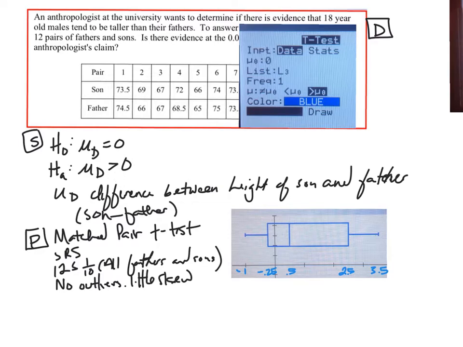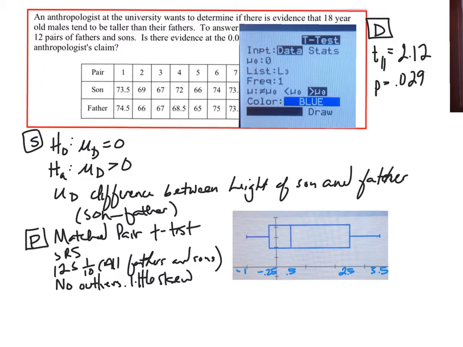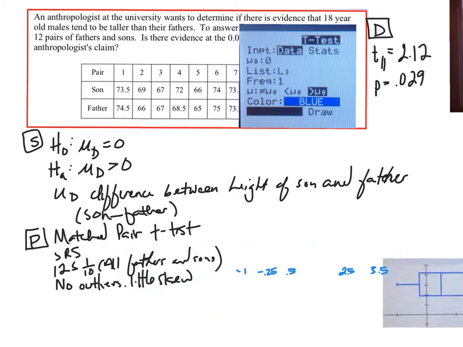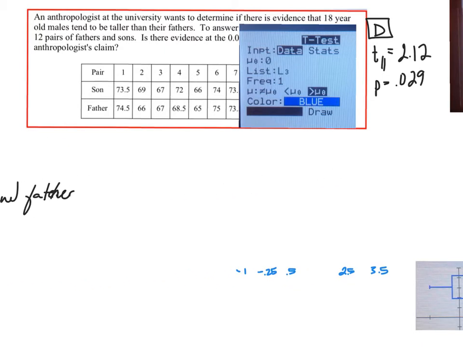I come up with a t with 11 degrees of freedom equal to 2.12. A p-value of 0.029. Okay, so I'm going to throw this over here. Maybe this over here. My conclude, I would reject the null.